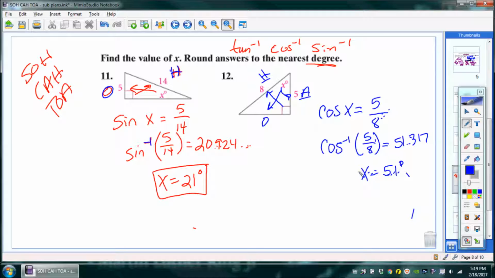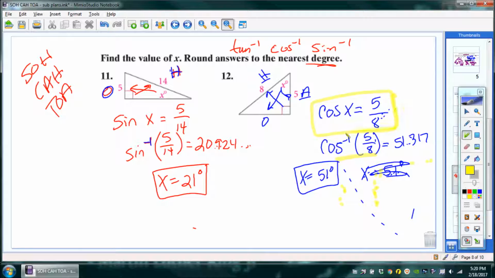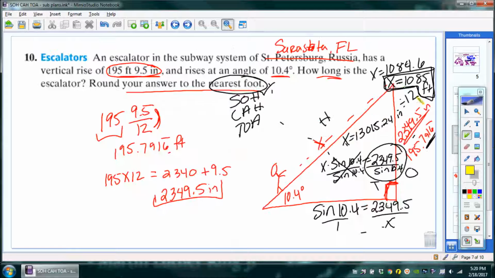I don't know what's going on with my pen. X equals 51 degrees. Now, on a quiz or test, I will ask you to write the proportion. This is what I'm looking for, and then your answer. So too many times I get this as my proportion, and that's not it. I need this as my proportion, and then my answer.